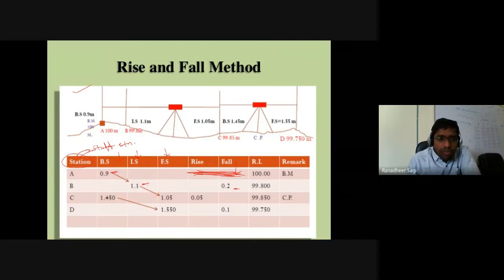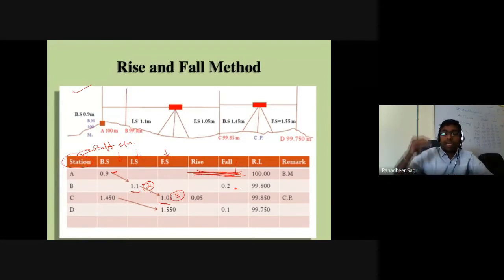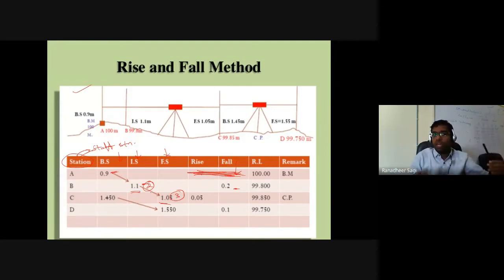Now look at your second point and your third point. The second point has a staff reading of 1.1 meter. The third point has a staff reading of 1.05 meter. So 1.1 minus 1.05. What is it indicating? It means your 1.05 meter point is at a relatively higher elevation when compared to that of your 1.1 meter point.